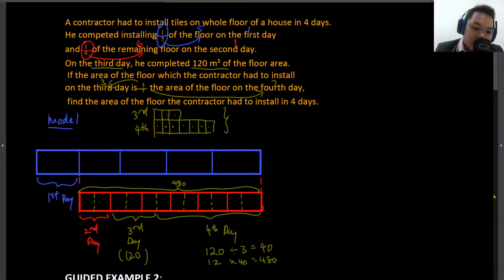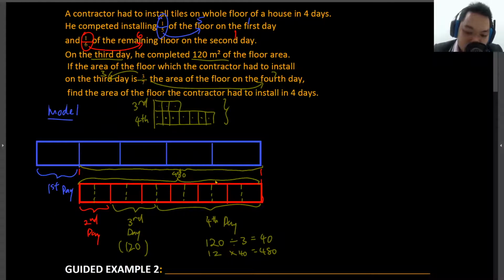Okay, then after that, we can also see that these 4 blue blocks over here is going to represent 480. So after that, we can take 480, divide this by 4 to give us 120. Find the area of the floor the contractor had to install in these 4 days.